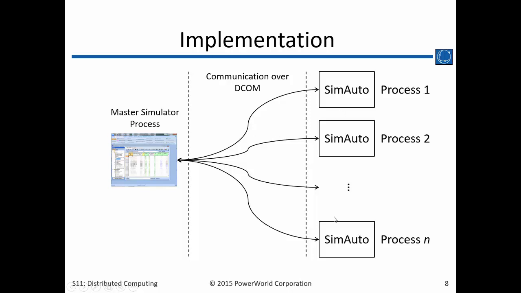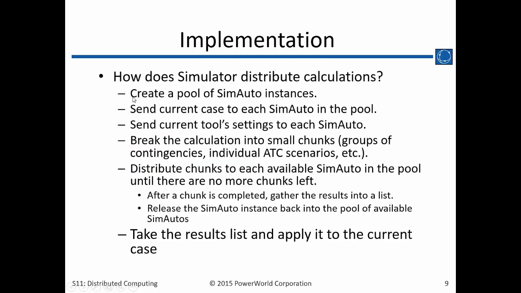cores, multiple processors. There's a master process, so that the GUI that you look at is a single instance of Simulator, running on one machine. And then you can have all these other processes running in the background, solving different contingencies or doing different transient faults and so forth. And then when each one of these is done, it sends the results back to the master process so you see everything. So it distributes them using a pool of SimAuto instances and then farms those off.